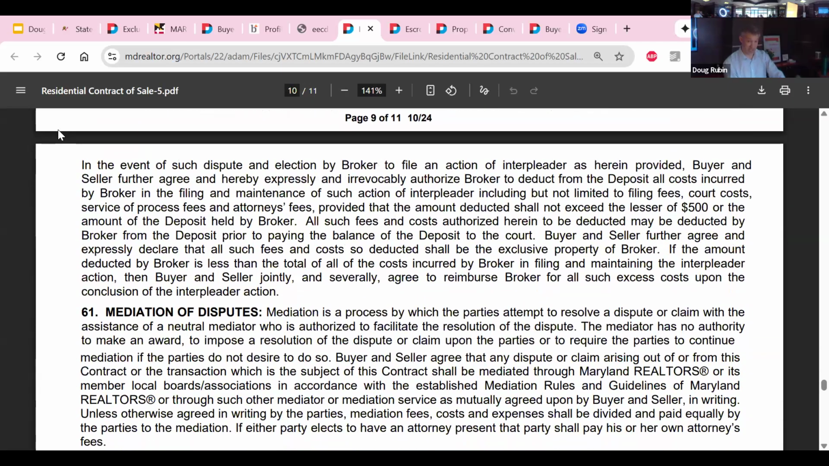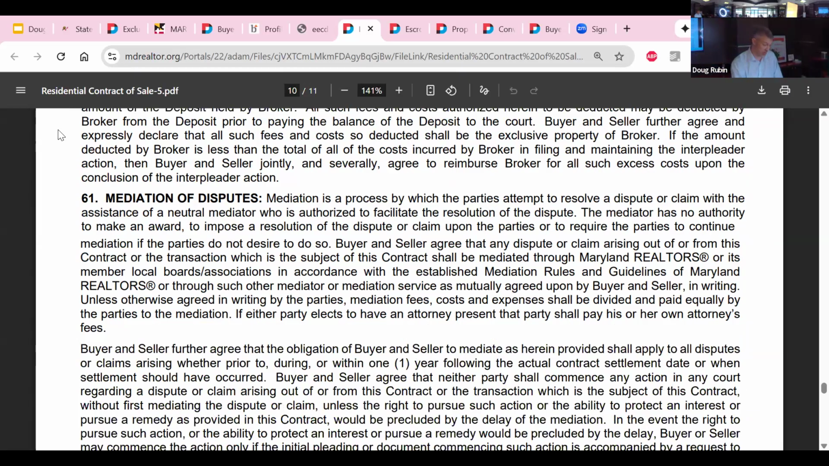There is a mandatory mediation provision. I just had to talk to somebody about this the other day where the buyer wants to sue the seller. Great, go for it. You have to mediate it first. It's like $450 per party to mediate. You go through the mediation step. If it's not resolved there, go to court, hire a lawyer.